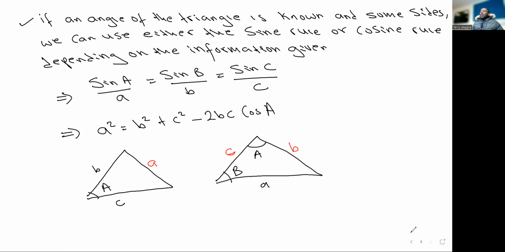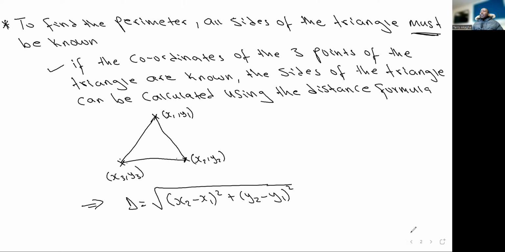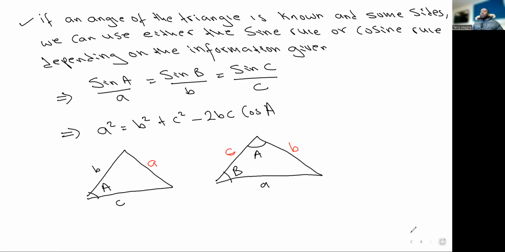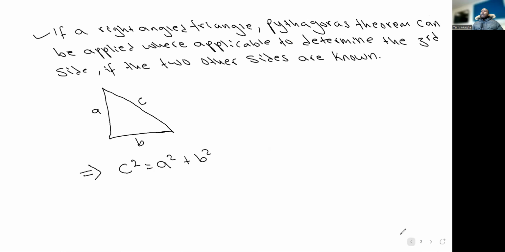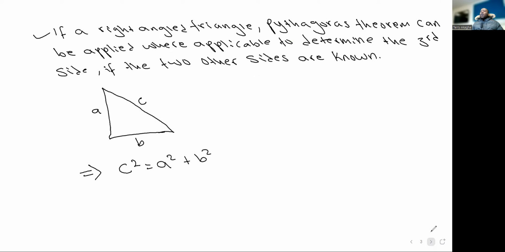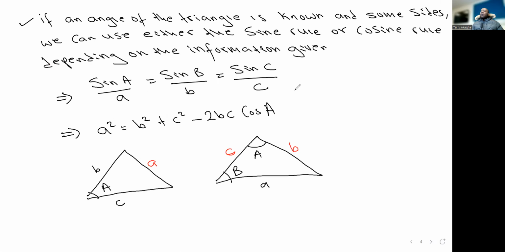Okay, so now I've shown you how to get the three sides. So when you've gotten the three sides, then you can now apply the three rules on how to find the perimeter. So now at this stage, you've used either it's a right angle triangle, or you have the three coordinates, or you use either the sine rule or the cosine rule to find what? To find the size of the triangle now. So then after that, you then have to apply the three rules to get the perimeter.